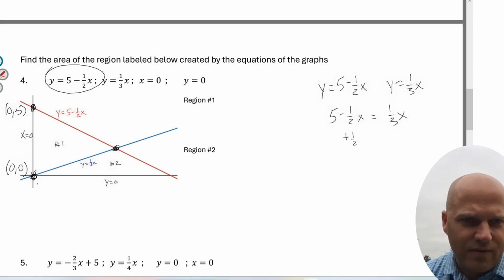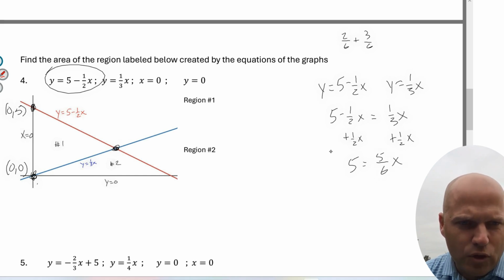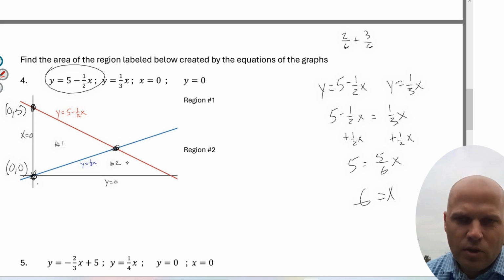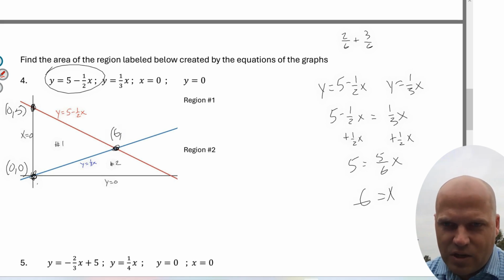How I'm going to do this, I have to add my like terms. Great. I need to take 1/3 and add a half. I'm going to turn 1/3 into 2/6. I'm going to turn a half into 3/6. So I get 5/6 of an x. I'm going to multiply by 6, divide by 5. I get x equals 6. Great. This is x equals 6.